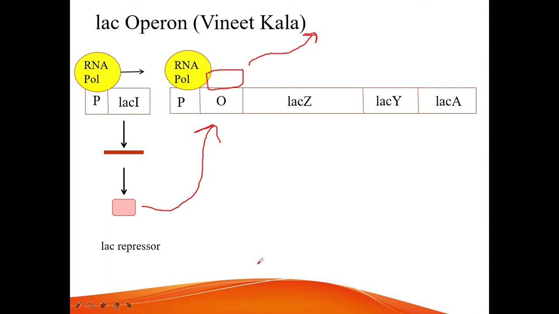Herein the inducer comes into the picture when the environment is full of lactose. Now lactose is a disaccharide. It forms an isomer which is called allolactose. Now allolactose is an effector molecule. These effector molecules can bind to the repressor.